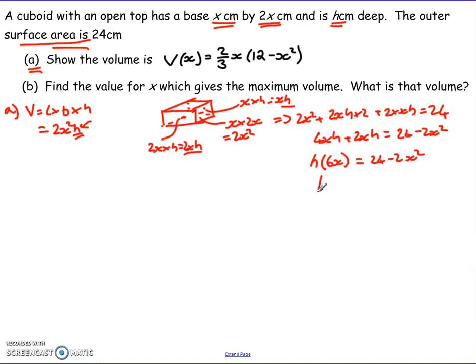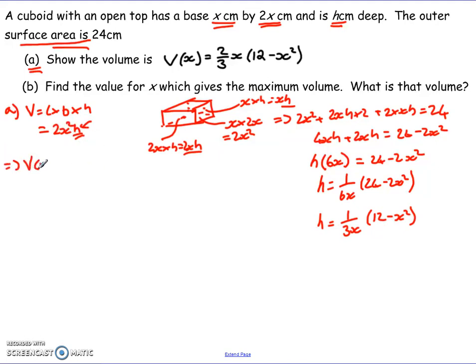Divide both sides by 6x, and I get h equals 1 over 6x, bracket 24, take away the 2x squared. Now, if you notice the bracket here has 12 minus x squared, so what I'm able to do is take a common factor of 2 out here, and simplify, and I'll end up with 1 over 3x, bracket 12 minus x squared. 2 out, 2 over 6x, 2 and the 6 cancel to give me 1 over 3x. What I can now do is take this and substitute it back into here.